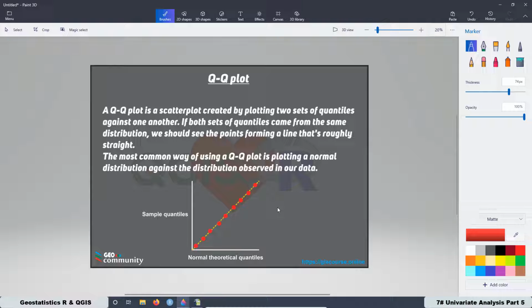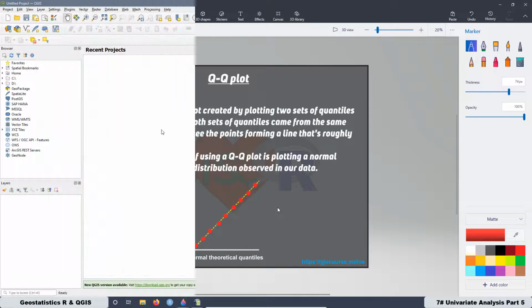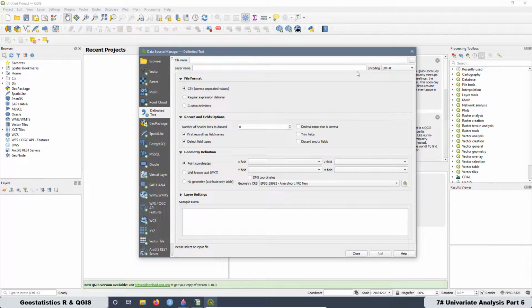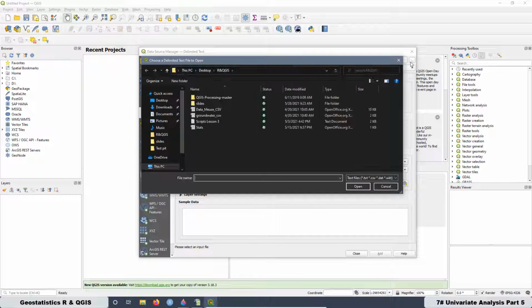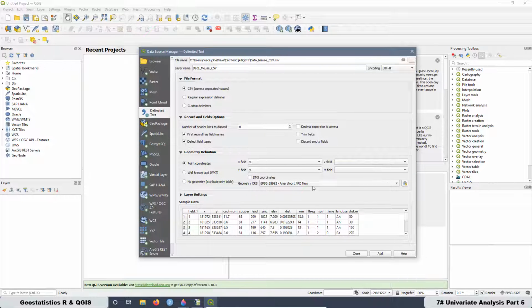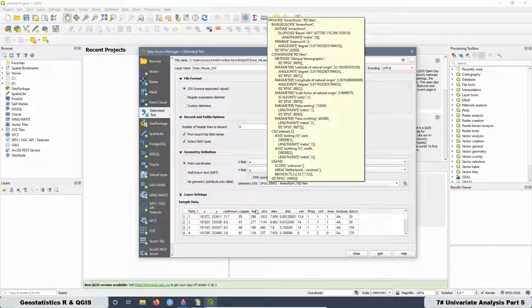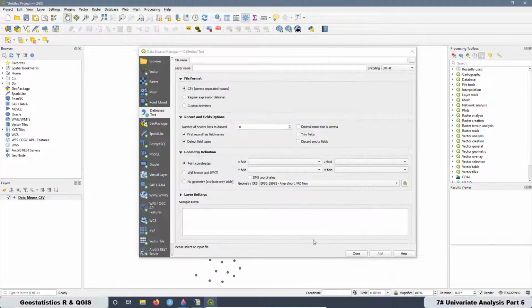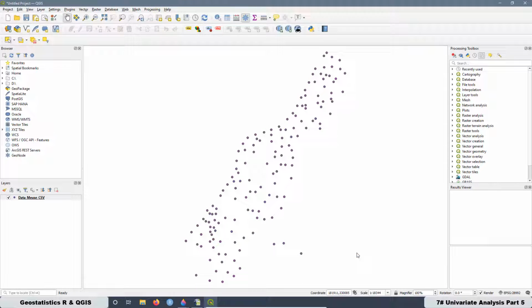Let's see an example with the zinc concentration and also with the groundwater elevation, and let's also see the script. Now I'm going to load my data. It's going to be this one, the Meuse River data set. This one, open. The reference coordinate system is good. Then I'm going to add this one. This one is okay, and close.